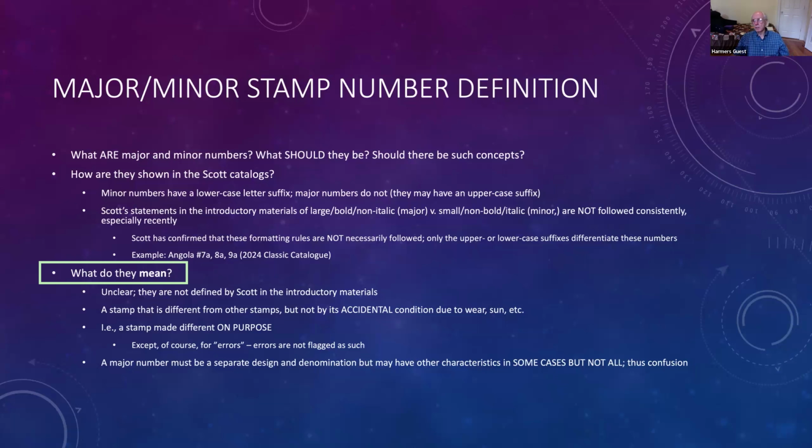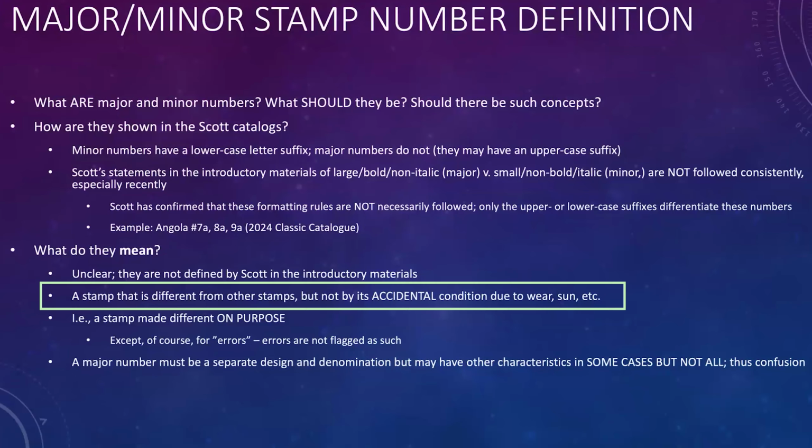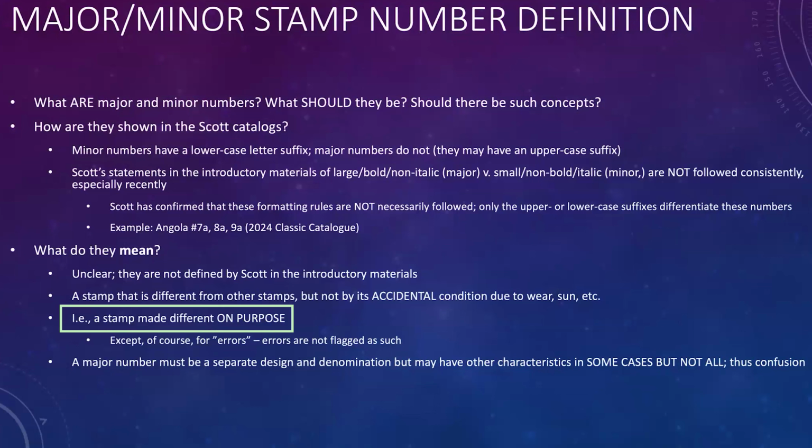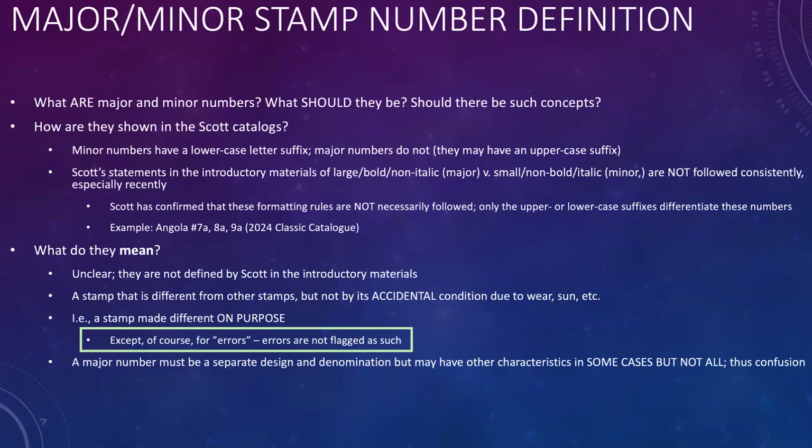Again, Scott does not define what the difference between a major number and a minor number is in the introductory materials. In any case, numbers mean that a stamp is different from other stamps, but not for an accidental reason. So if you have damage, wear, or sun, it's not a different stamp. It's a stamp that was made different for a reason, on purpose. The only problem with that, of course, is that stamp catalogs often list errors, which are things that happened to the stamp that have nothing to do with anyone intending to do it. And as we'll see later with perforations, there are other issues with that.